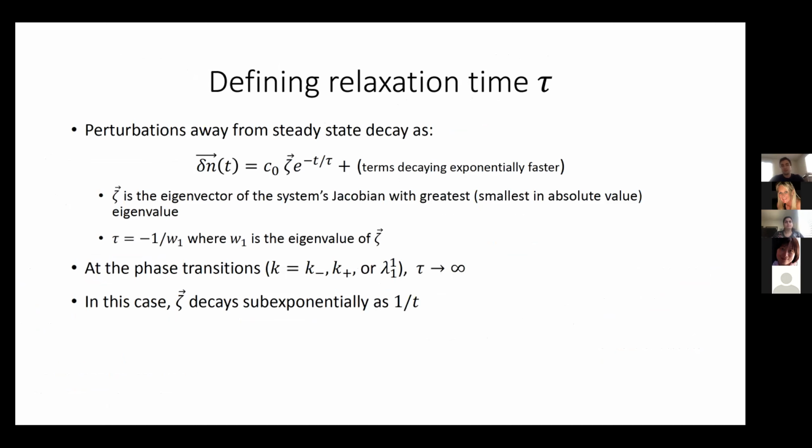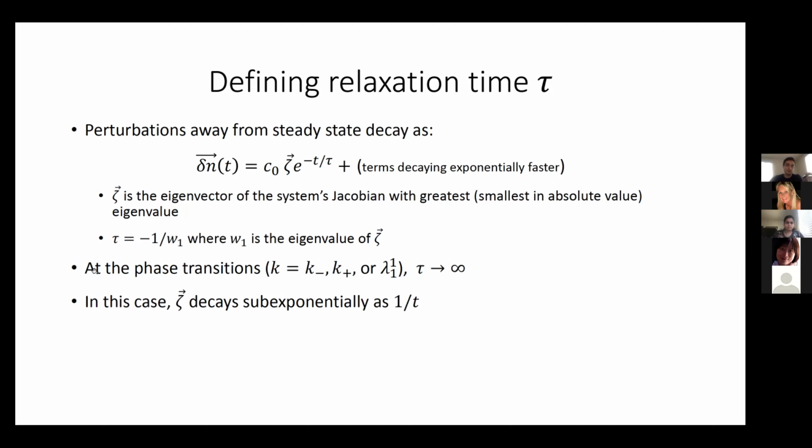And for some genotypes, that deviation will decay really quickly, but it turns out that there's a particular distribution of genotypes which decays much more slowly than the others. And so that's what this zeta vector is. That's the distribution of genotypes which is very slow to decay. And this equation just tells you how it decays. So it decays exponentially with some time constant tau. And then there are other terms, but they decay exponentially faster than the first term. And this is just mathematically defining what zeta is. But the important thing is this relaxation time, that's the time constant for this slow distribution to decay.